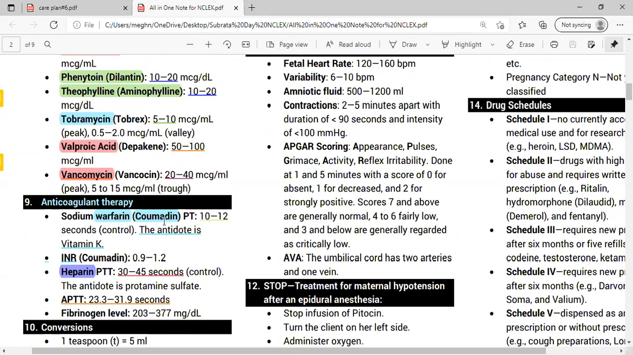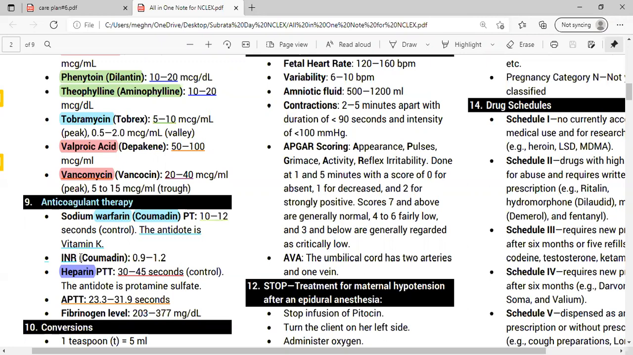When your patient needs warfarin, it is good to check prothrombin time, and it would be 10 to 20 seconds. If warfarin causes any toxicity, the antidote is vitamin K.